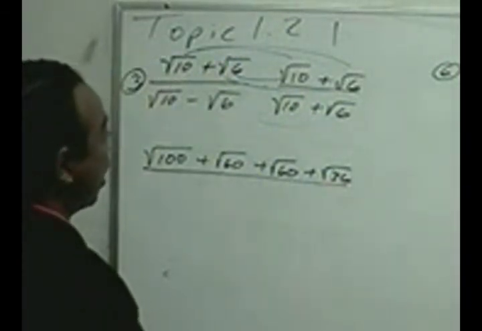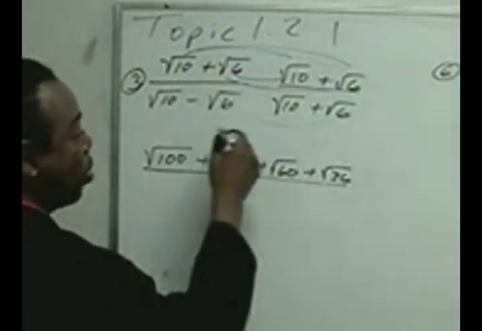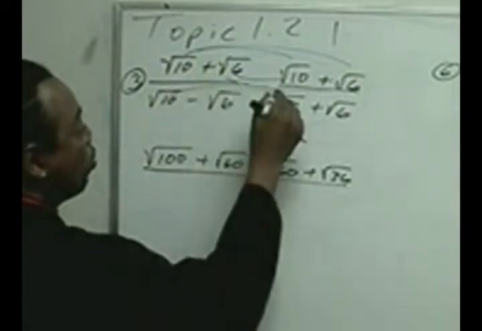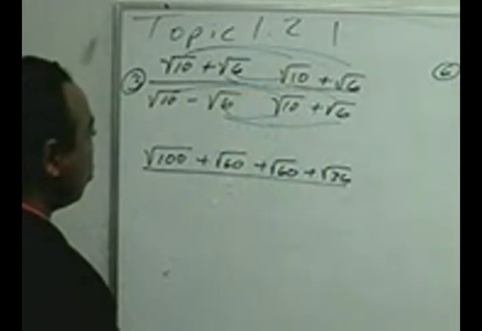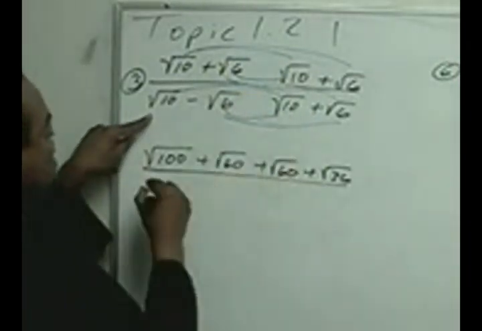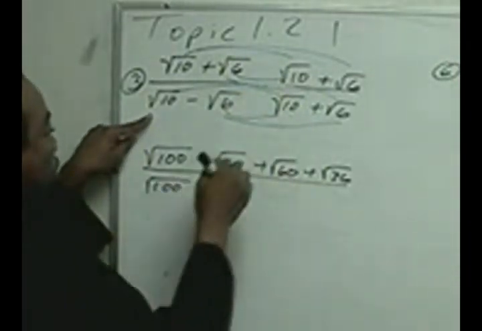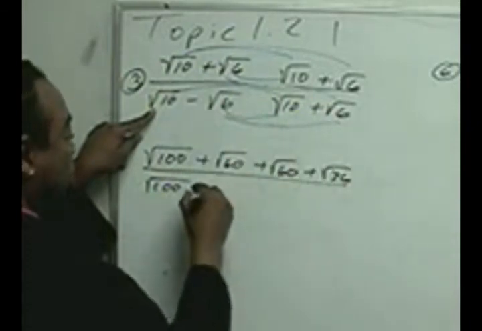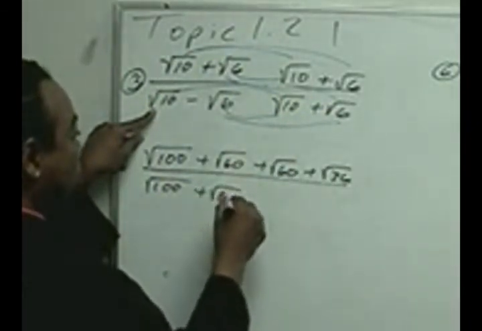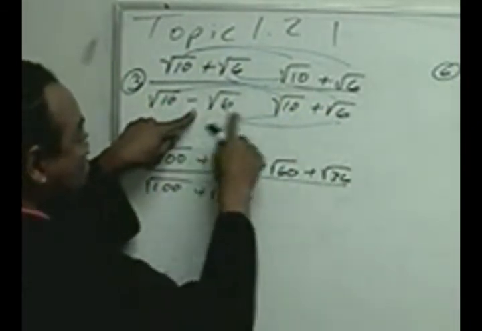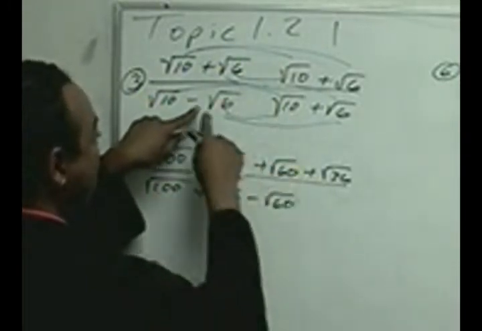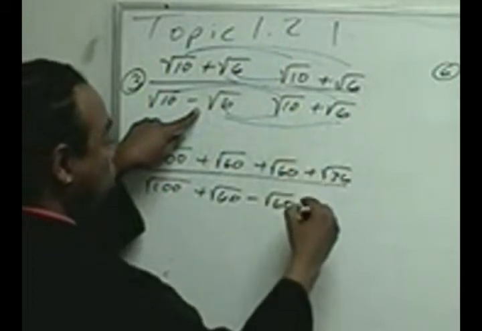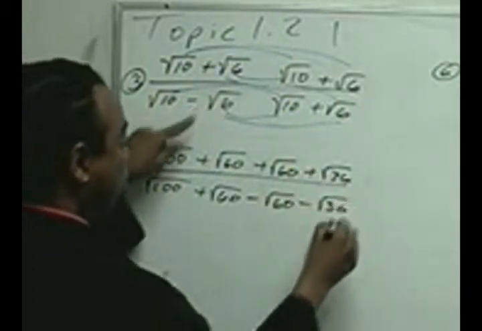Same thing with the denominator. We're going to FOIL this since these are two binomials. First, outside, inside, and last. Square root of 10 times square root of 10 is square root of 100. Square root of 10 times square root of 6 is the square root of 60. Negative square root of 6 times positive square root of 10 is negative square root of 60. And negative square root of 6 times positive square root of 6 is negative square root of 36.